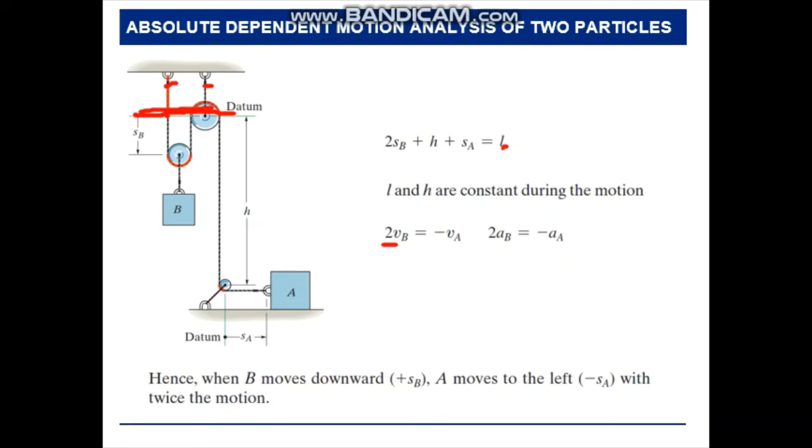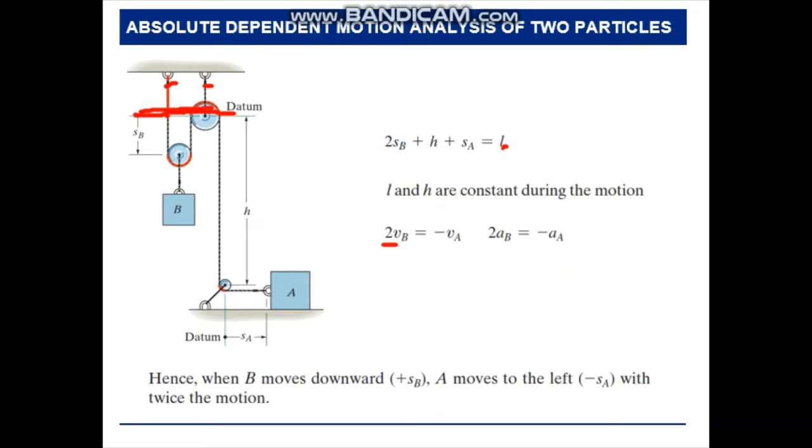All right. Hence, when B moves downward, what is going to happen? A moves to the left, minus SA, with twice the motion. You need to take this into account, because the minus sign shows that they are not pulling but pushing toward each other, so there is an opposite direction of motion. Therefore we show this minus sign. You guys need to focus when you see this kind of problem. When you pull this one down, what is happening? This guy is going to move toward each other, right? It's not going to go in the positive direction for both of them.